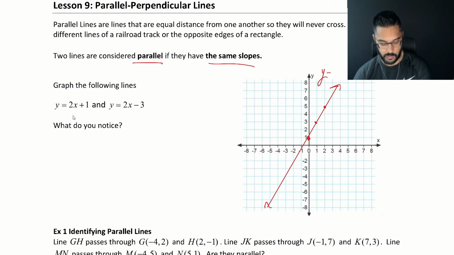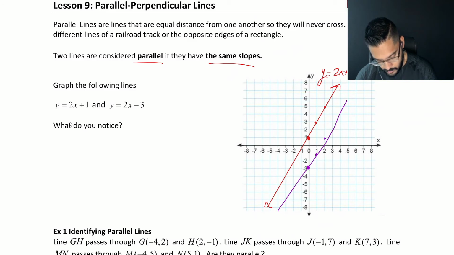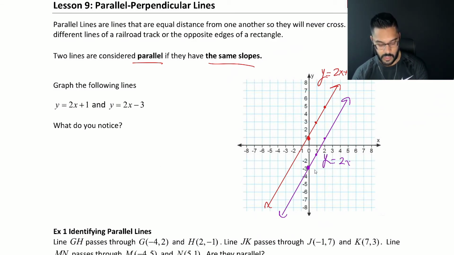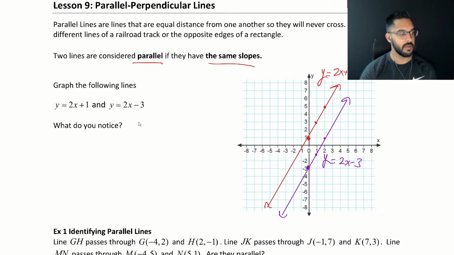So let's say that one is y equals 2x plus 1. And the other line has a y-intercept of minus 3. And again, the same slope. So up 2, right 1, up 2, right 1. And again, you can see what those lines look like. So those are what we would consider parallel. They don't ever cross, and you can see that they have the same slopes of 2 but different y-intercepts.